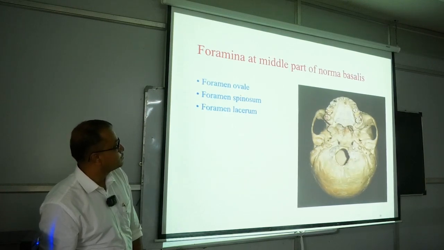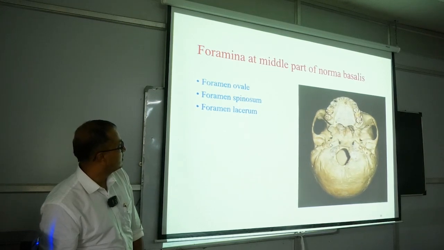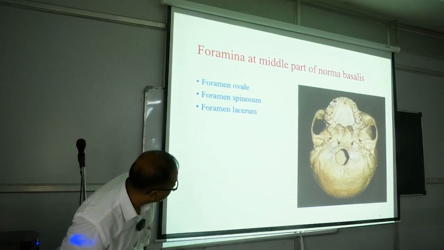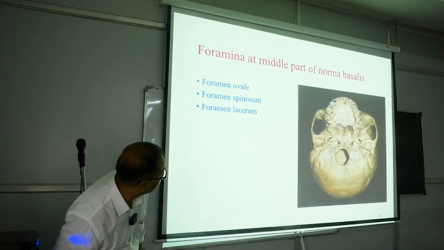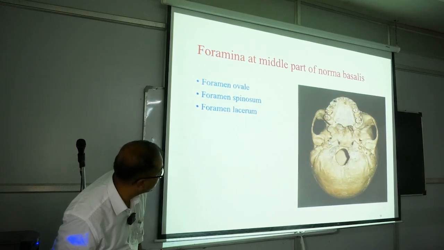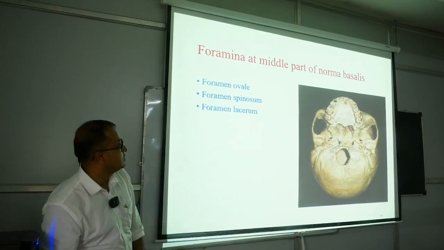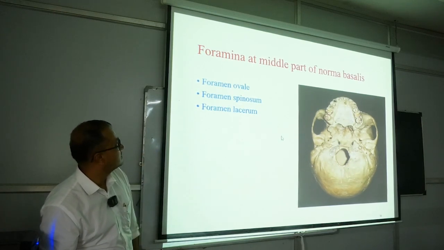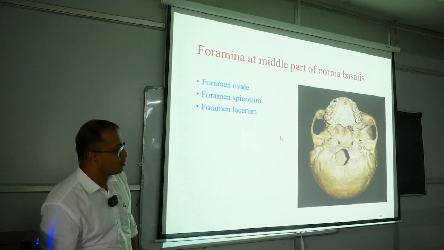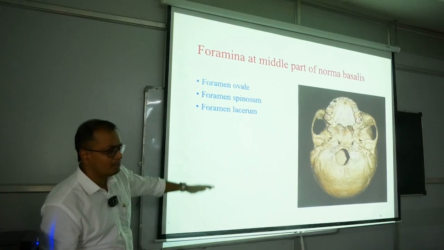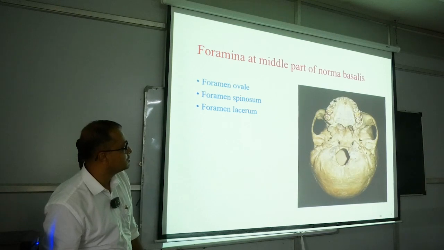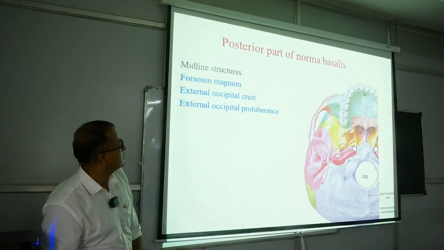Then we have some foramens which are visible. This one we can see is the foramen ovale. Next to that is the foramen spinosum, so ovale, spinosum and lacerum. Sorry, this one is the opening we call the foramen ovale. This one is the foramen spinosum. And here in the midline, we call it the foramen lacerum. So these are the three openings present within this norma basalis region. We'll be understanding these views later on in subsequent classes.